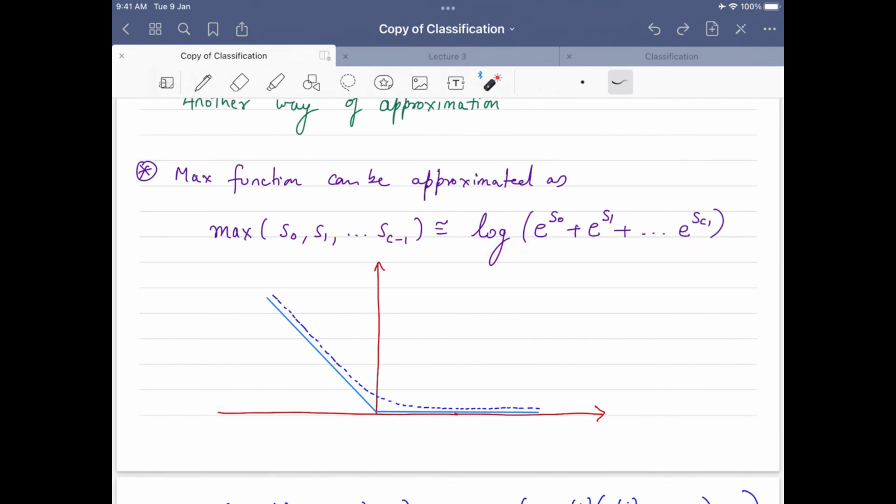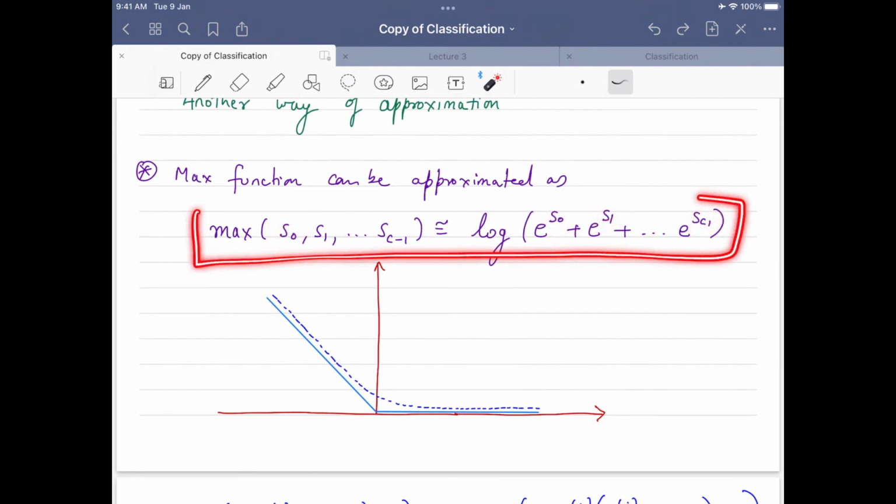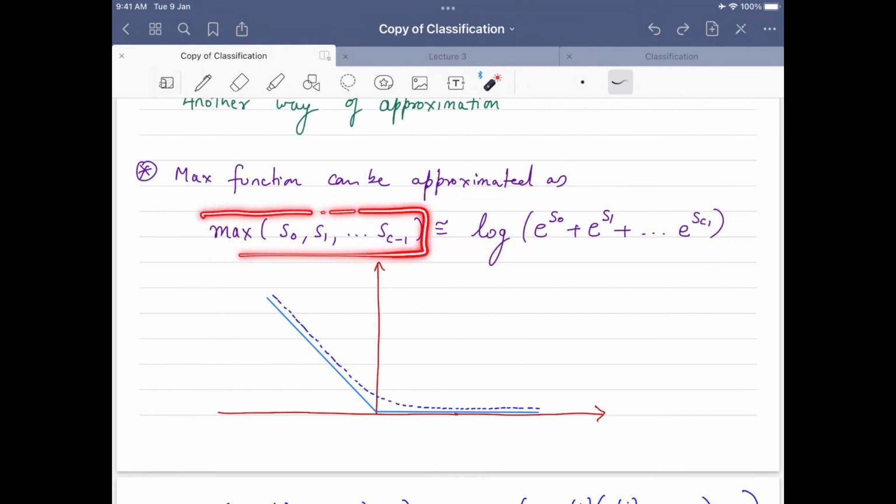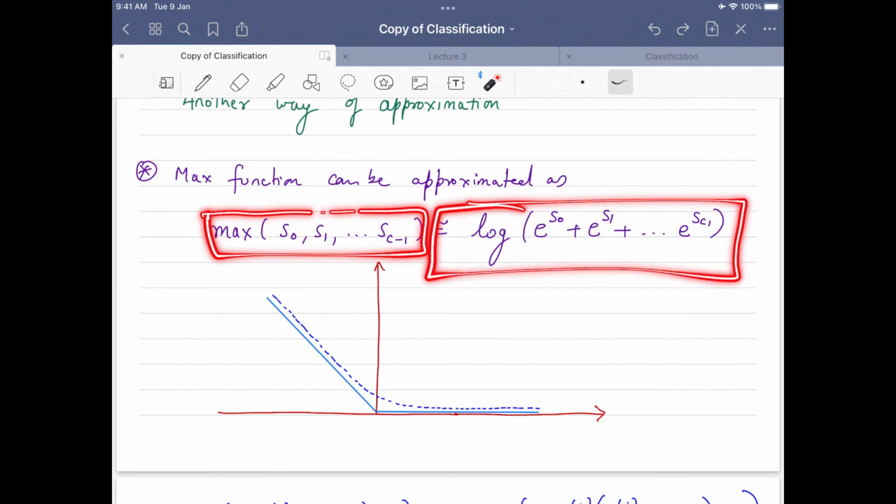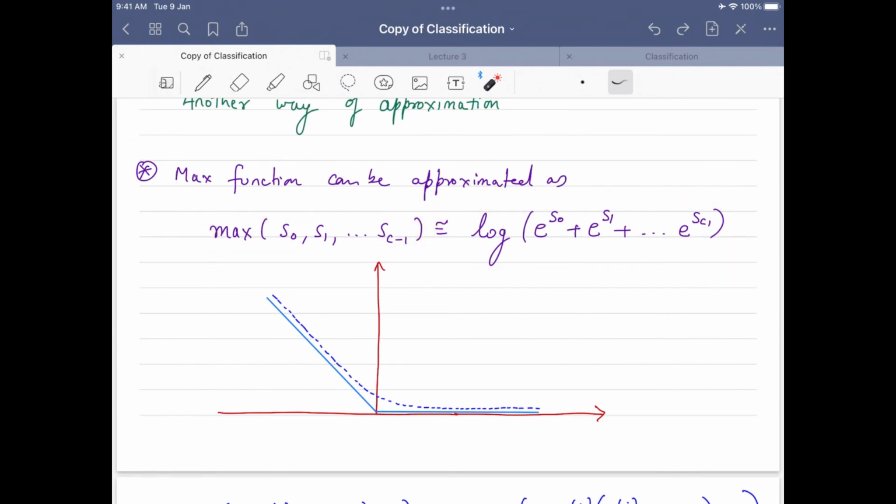So here you can see now, if your max has different arguments like s0, s1 till sc minus 1, then you can approximate it with a log function with exponentials raised to s0, s1 till sc minus 1. So this you prove yourself. I will not prove it. I am leaving it as an exercise for you to prove that max of this is nothing but log of this expression. Here, if you see pictorially, this is the max operator, max of minus a comma 0.